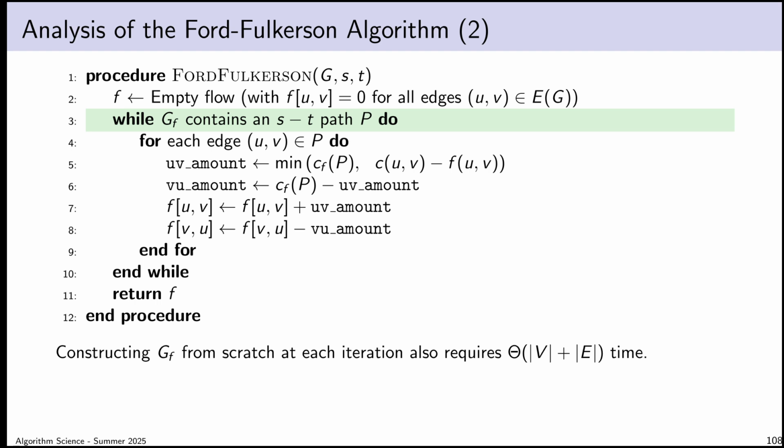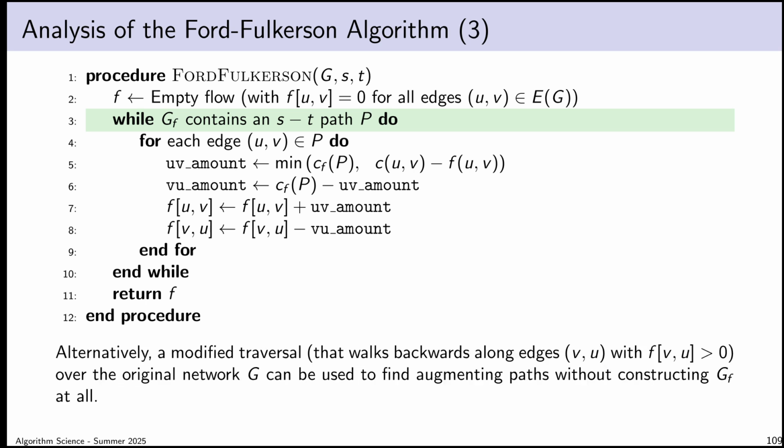So constructing G_f from scratch can be done in linear time. I can do it pretty straightforwardly using the current flow and the original network with a pretty straightforward linear time conversion. So I just iterate over all the vertices and pairs of vertices or flow values across valid edges and use that to create the backwards pointing edges where they're needed.